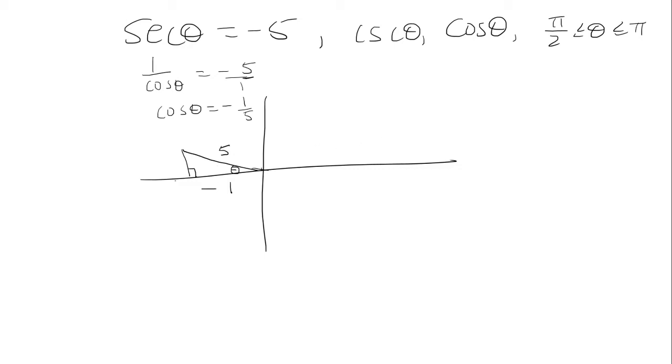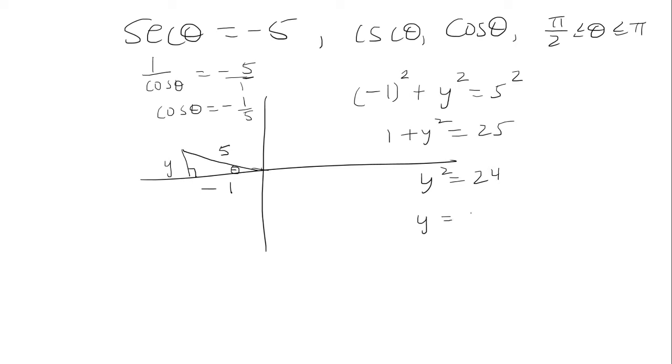So we have a squared plus b squared equals c squared. That's -1 squared plus, we'll call this side y, so it'll be y squared equals 5 squared. That's 1 plus y squared equals 25. y squared is 24. And so y will be the square root of 24, and that'll be 2 root 6.